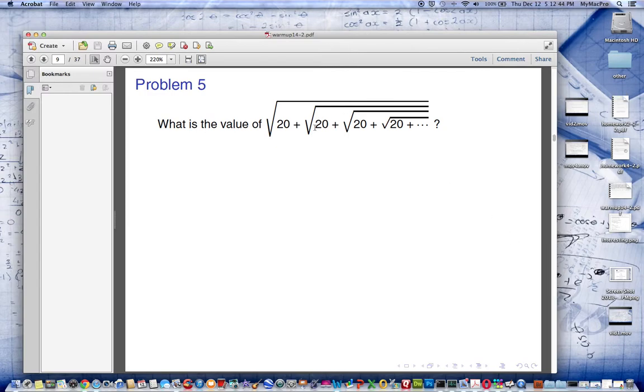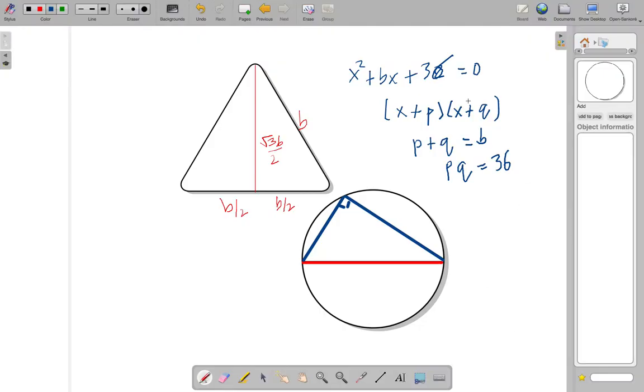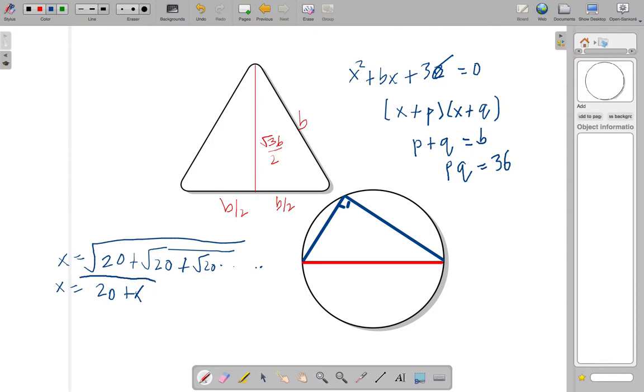Okay, how do you do questions like this, which go on infinitely? Square root of 20 plus square root of 20 plus square root of 20. So it's easy. Let me show you this. If you write the square root of 20 plus the square root of 20 plus the square root of 20, it goes on like this. Let x be this. Then x is also going to be the square root of 20 plus x, because, oops, sorry about that.